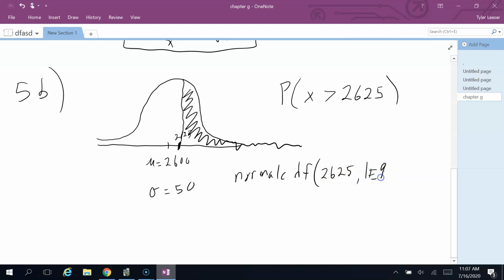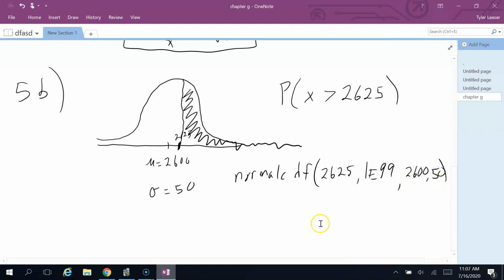In the calculator, I'm going to write it like this, 1E99. That represents 1 and then 99 zeros behind it, as big of a number as we can plug into the calculator to simulate infinity. The next two things that it asks for is the mean, which was 2,600, and the standard deviation, which is 50.